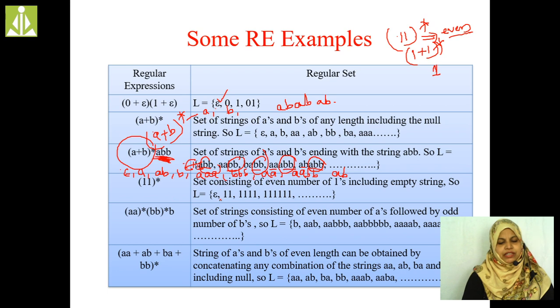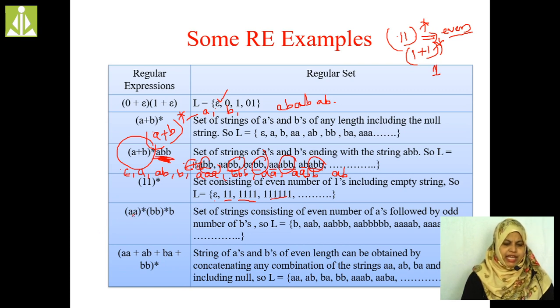See here epsilon, then 11, 4 ones, 6 ones, 8 ones, 10, 12, 14 ones, in this format. If it is consisting of (1+11)*, in that case even numbers of ones may be present in that language, and odd numbers of ones may be present in that language.